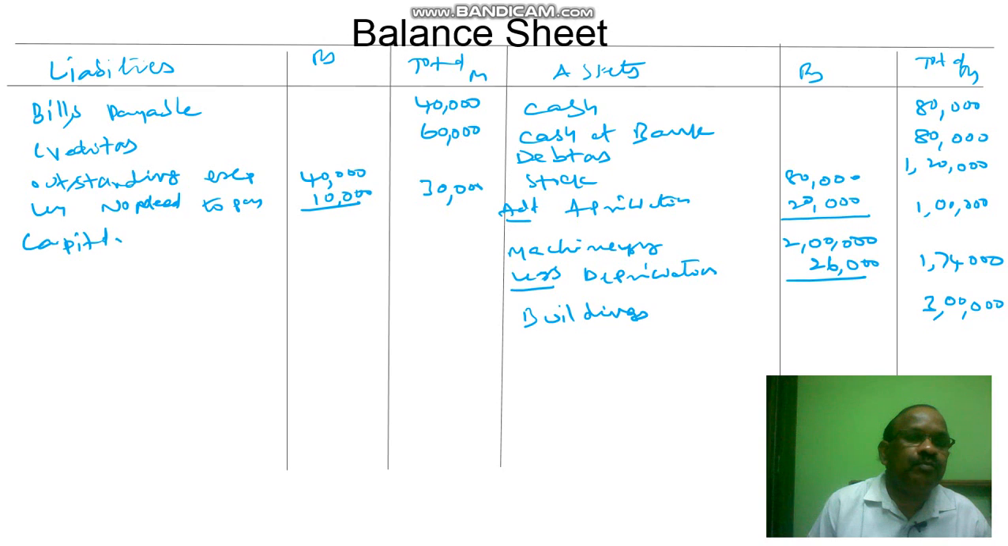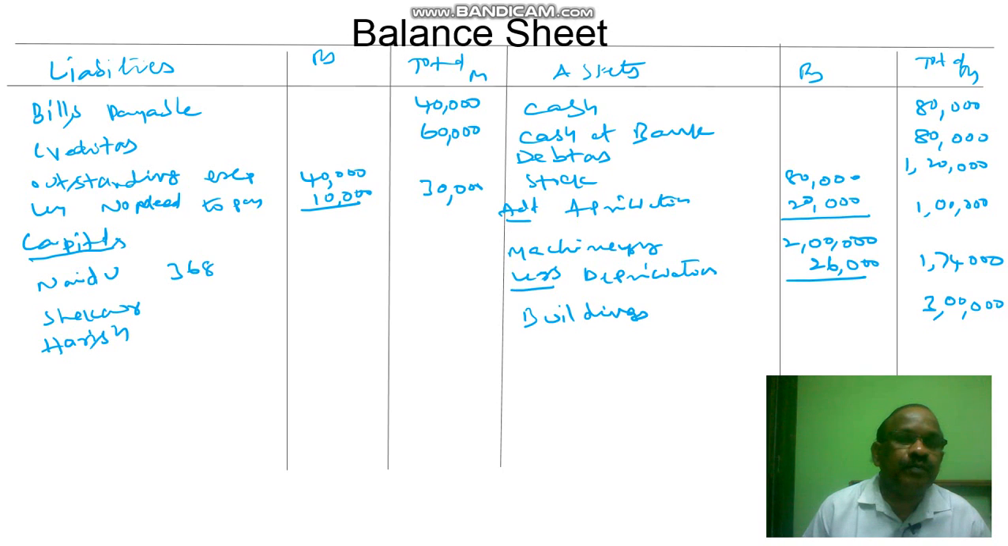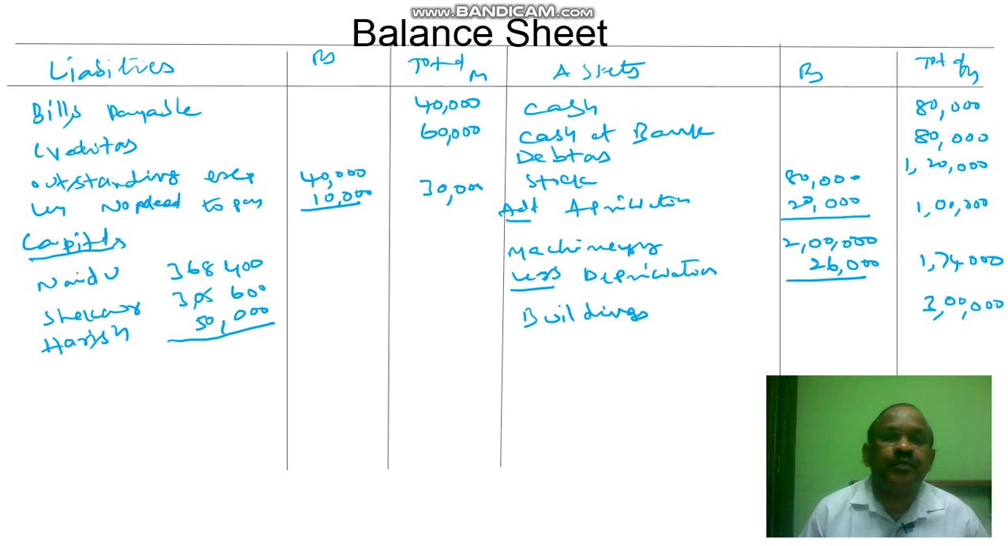Naidu, Shekhar, Harish. Here the Naidu is 3,68,400. Shekhar is 3,05,600. Harish is 50,000. Here the total of all is 7,24,000.